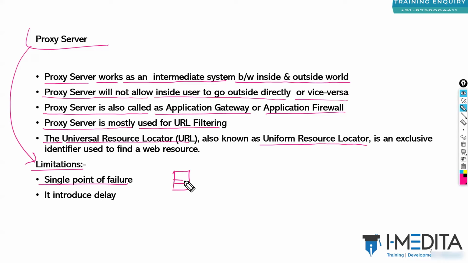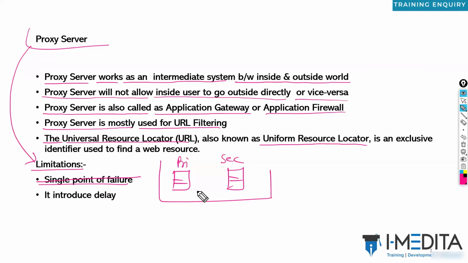If you are using only one proxy, then definitely there will be a single point of failure. To solve this problem, deploy two proxy servers, one primary and another secondary. When we are using HA, we can resolve the problem of single point of failure. The next problem is that it introduces delay.